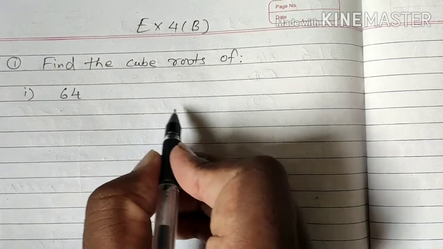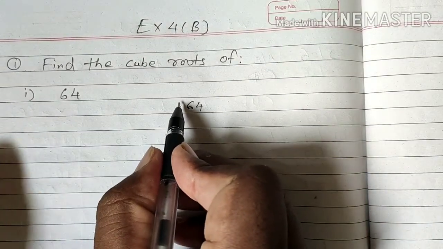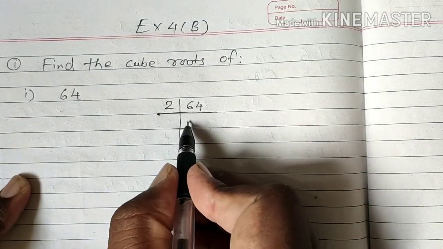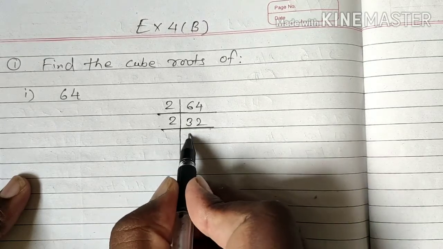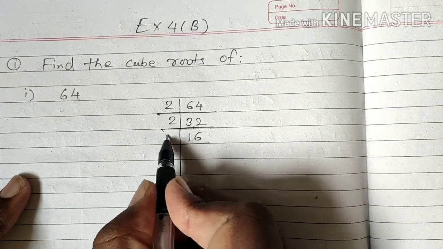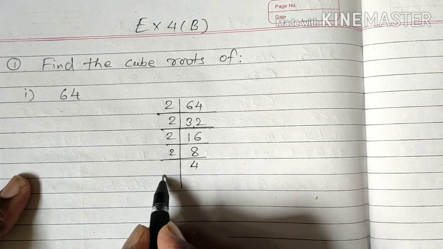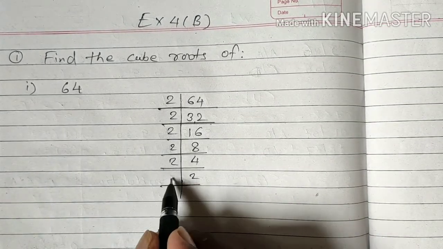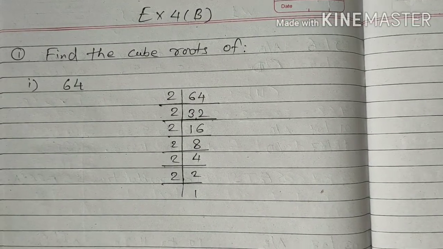Okay, so let us divide this 64 by using the prime factors of 64. Let us divide it by 2. 2 3s are 6, 2 2s are 4. Again 2 1s are 2, 1 is remainder. 2 6s are 12, 2 8s are 16, 2 4s are 8, 2 2s are 4 and 2 1s are 2, right? So these are the prime factors of 64.